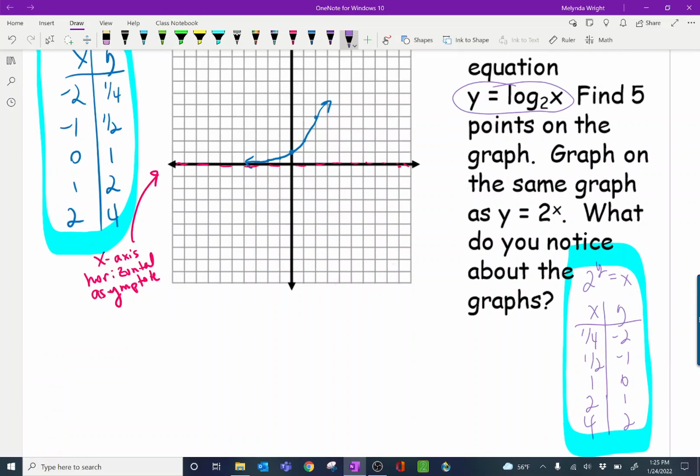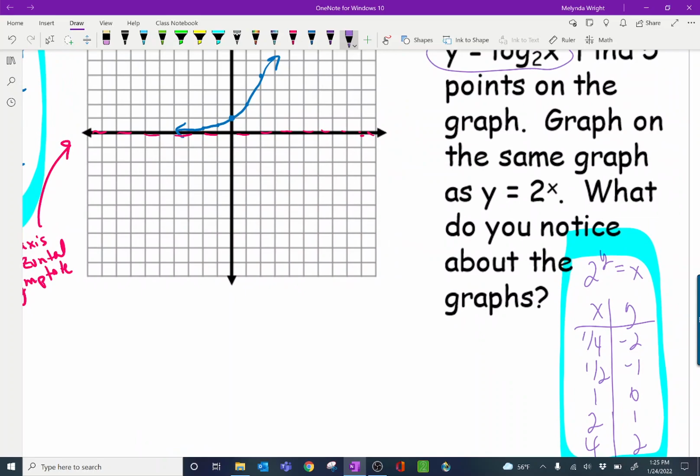Okay, so when x is 1/4, y is -2. When x is 1/2, y is -1. When x is 1, y is 0. When x is 2, y is 1. And lastly, when x is 4, y is 2. Okay, so let's draw this one.